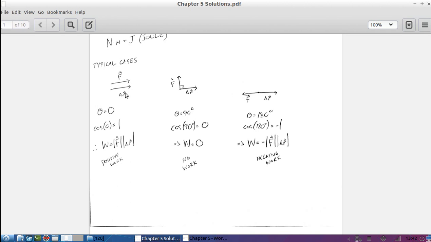If you take a crate or a box, some object, and you push it in the x direction, you slide it across the floor, that's this case right here. You're applying a force in the x direction, the object is being displaced in the x direction, the angle between your force vector and the displacement vector is 0. Cosine of 0 is 1. So work is just the magnitude of the force vector times the magnitude of the displacement vector. Alright, so you would get a positive value here.